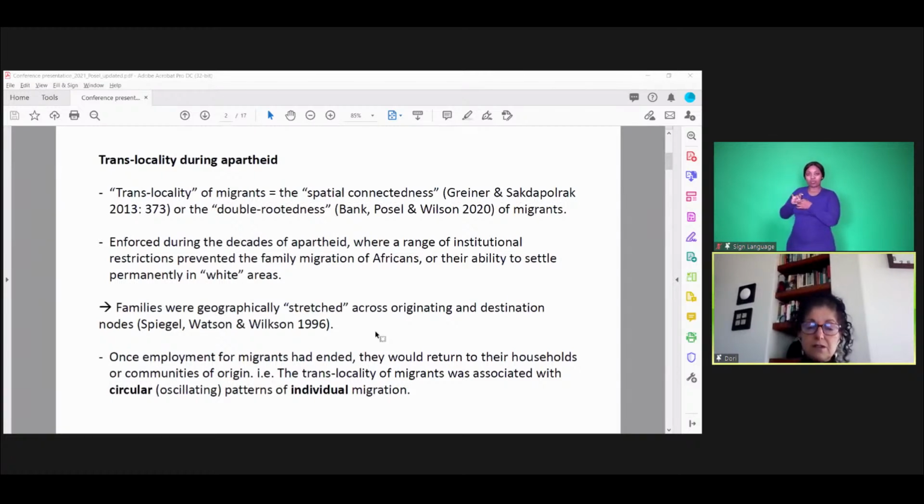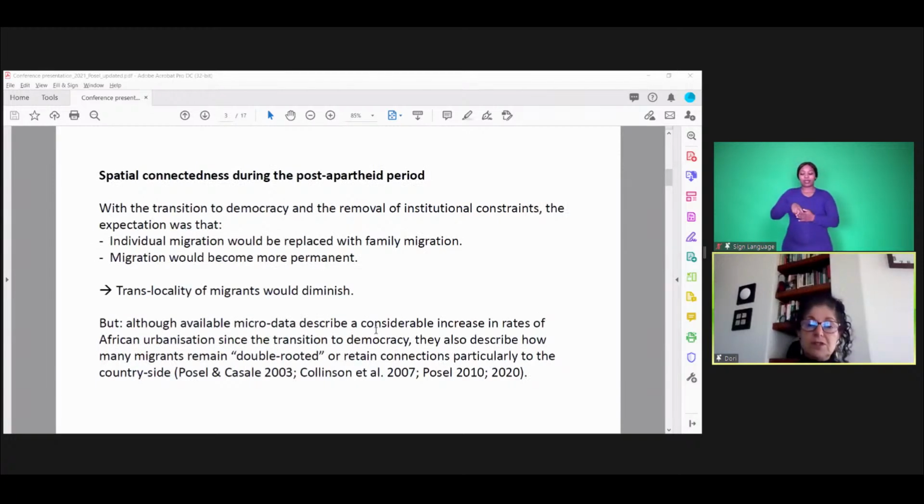In other words, the translocality of migrants was associated with circular or oscillating patterns of individual migration, which is also why this migration was referred to as temporary. With the transition to democracy and the removal of institutional constraints on family migration and permanent urbanization, the expectation was that migration and urbanization patterns would normalize. In other words, that individual migration would be replaced with family migration, and migration would become more permanent. And as a result, the translocality of migrants would diminish.